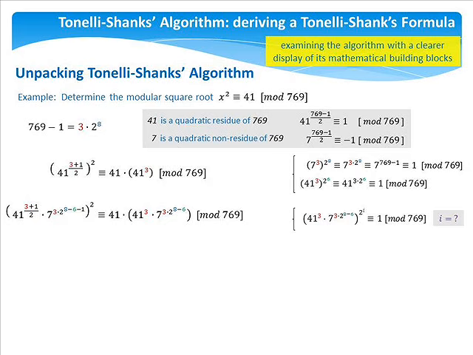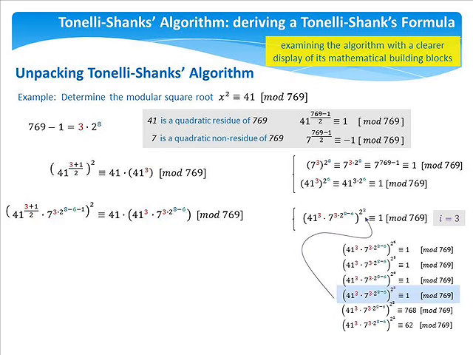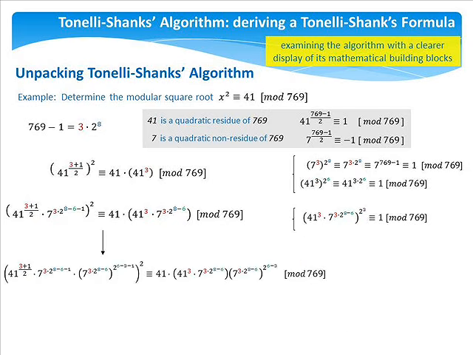The next step is now computing the order 2 raised to i of the bracket on the right side of the congruence. And so we need to check values, keeping in mind that i is smaller than h. We find that i equals 3. Thus, we apply 7 raised to 3 times 2 raised to 8 minus 6 raised to 2 raised to 6 minus 3 on both sides of the congruence.